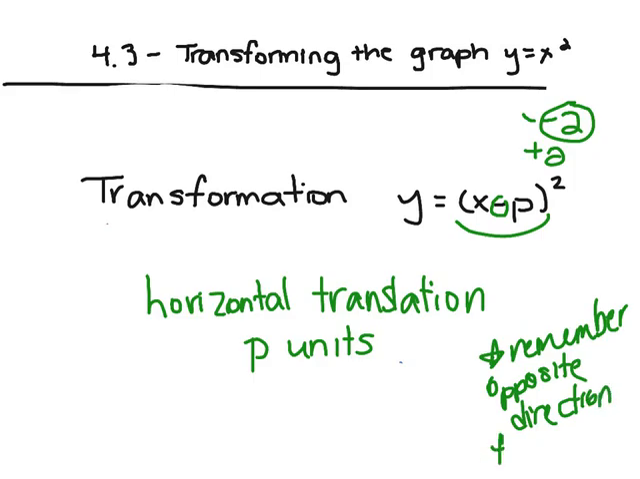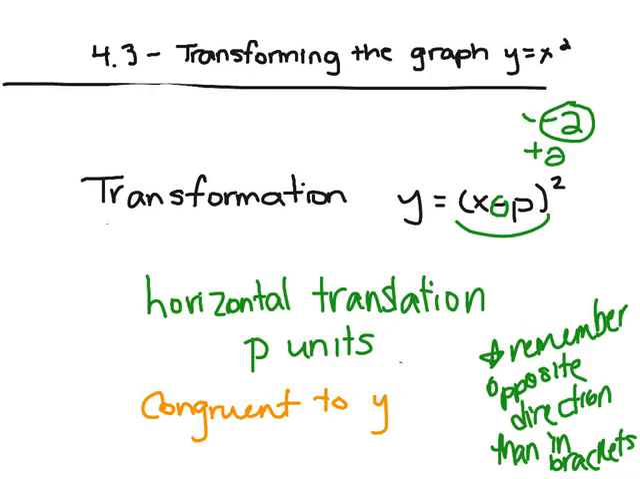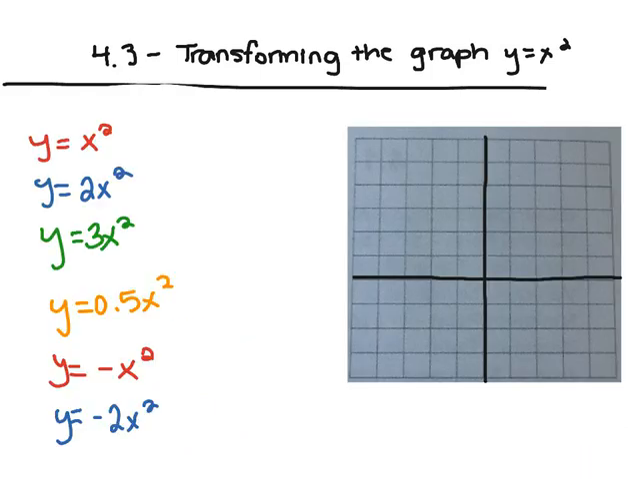Than what it shows in the brackets. This one is also congruent to y equals x squared. For the next one, this time we're manipulating by multiplying x by something.